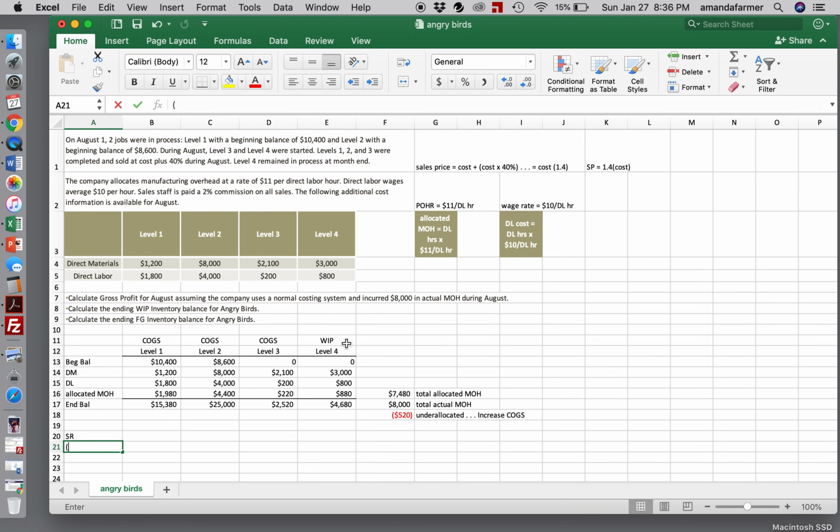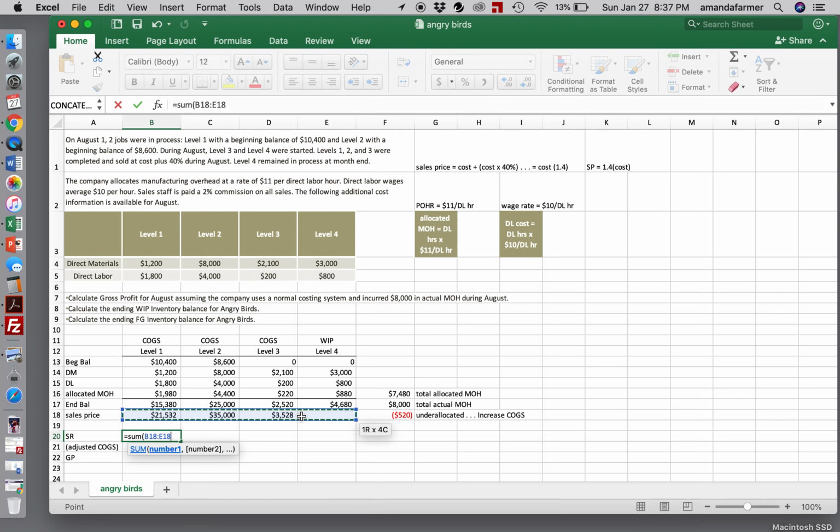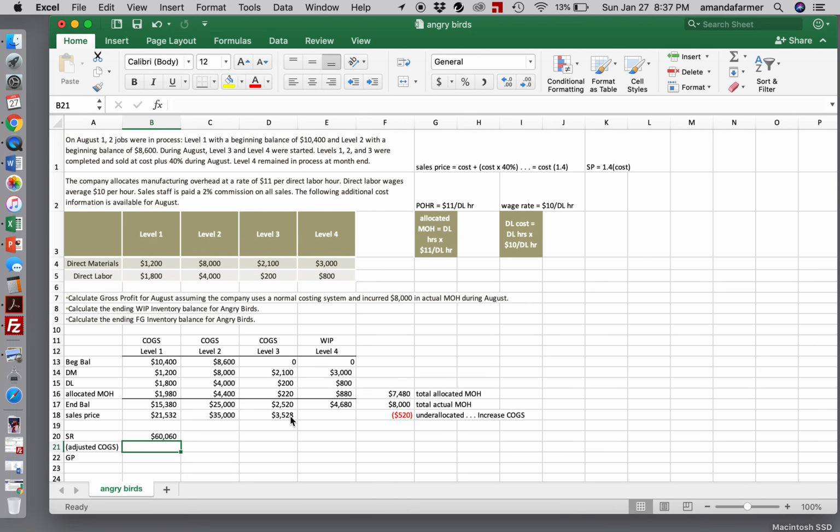So we're going to take sales revenue minus adjusted cost of goods sold, and that's going to give us gross profit. Now, here's how we're going to get the sales revenue. I'm actually going to come up here and do a little separate calculation. I'm going to calculate the sales price for each of the jobs we sold using this shorter, factored version of the formula from up top. So that's 21,532, 35,000, and then 3,528. And we're going to get rid of a couple of those decimal points. And that's going to end up giving us sales revenue of, drum roll, $60,060.